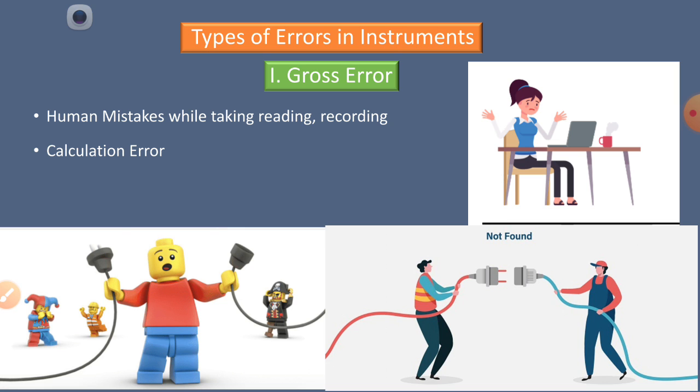Careful observation is required while reading the value on an instrument, while taking the reading from the instrument on paper, and while doing calculations based on formulas. So we are going to avoid these gross errors. And second, this can be avoided by performing more experiment readings. Instead of 1-2 experiments, you do 5-6 experiments.